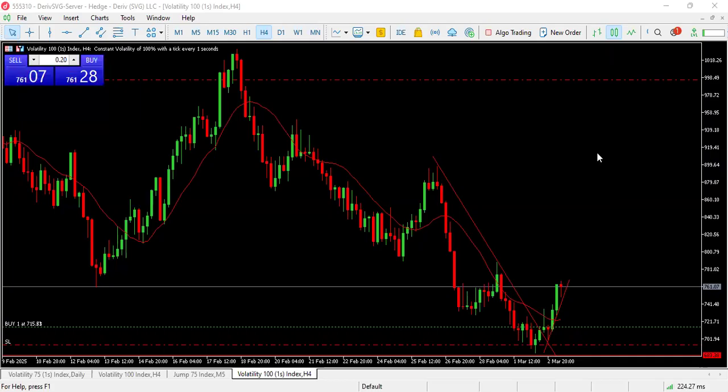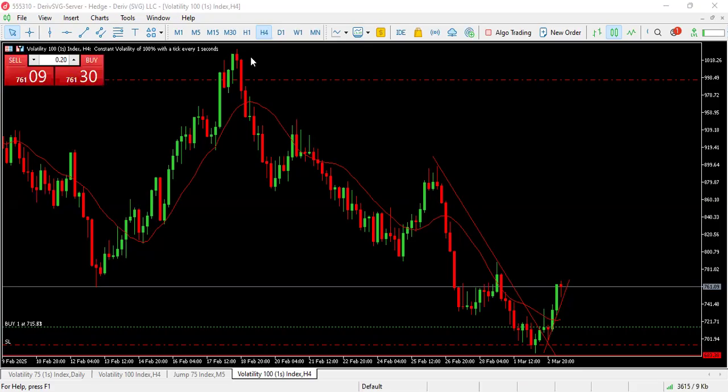Today we're going to look at price action strategy: how to identify the market direction with your eyes, not indicators, not robots, not anything. So without wasting much time, let's look at the market. This is V100, so let's analyze this market.